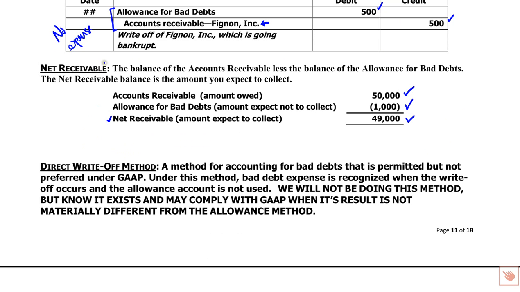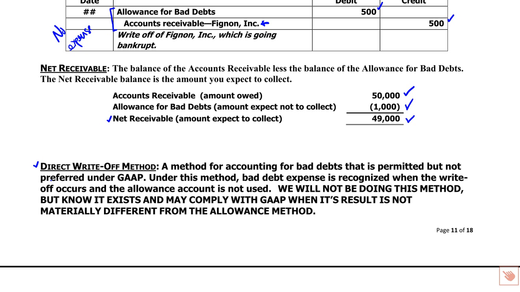Finally, I'm just going to do a head fake to this, and we're not going to actually do this accounting, but you should know that what is called the direct write-off method is permitted but not preferred under GAAP for bad debts. Under this method, you wouldn't recognize bad debt expense until you were going to write it off. That's why it's called the direct write-off method. Okay, so just know it's out there.